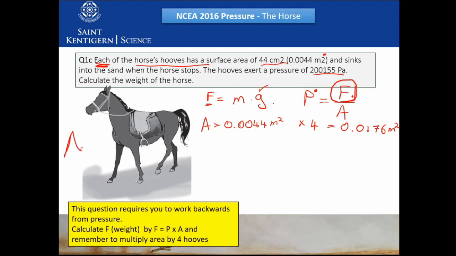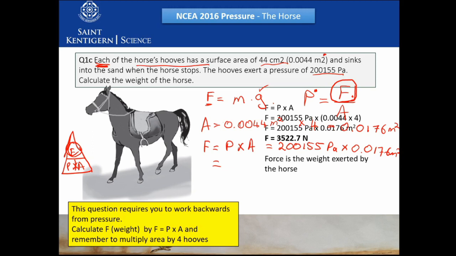So we're going to have a triangle, and we'll put F at the top and P and A. So if I want F, then it's going to be P times A. F equals pressure times area, and the pressure is 200,155 Pascal multiplied by 0.0176 meters squared, and that gives us a certain number which I'm not going to work out now. We'll see what the model answer says.